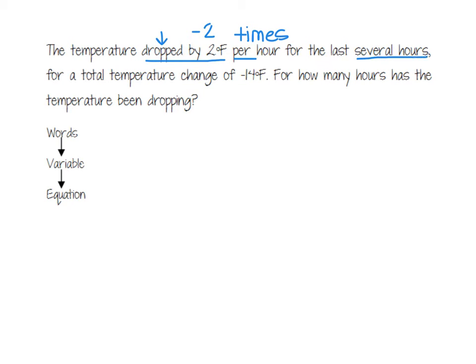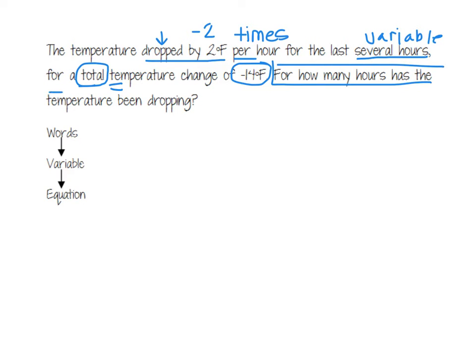Per each hour for the last several hours, I don't know what this is. This will be my variable. I don't know how long. But I do know that the total, when you see total, that's your equal. The total is negative 14 degrees Fahrenheit. So here's our question. For how many hours has the temperature been dropping?